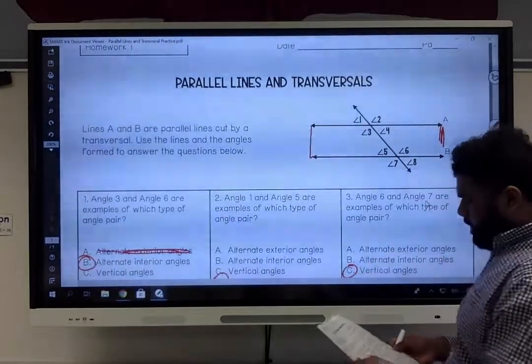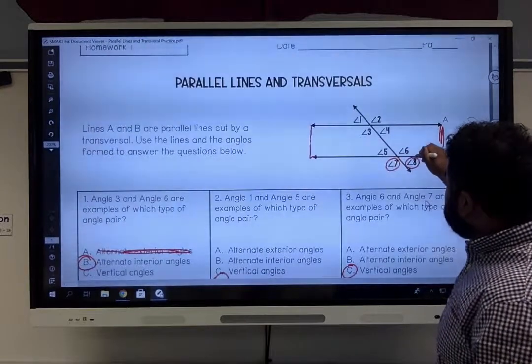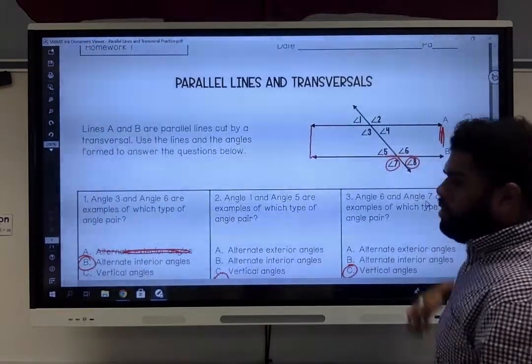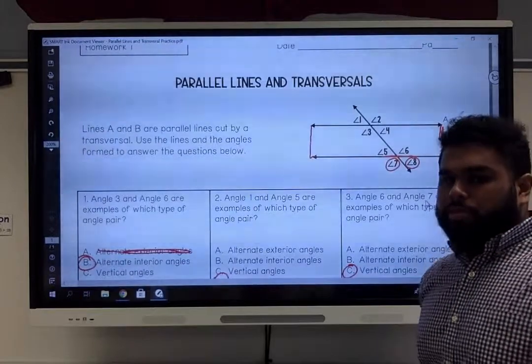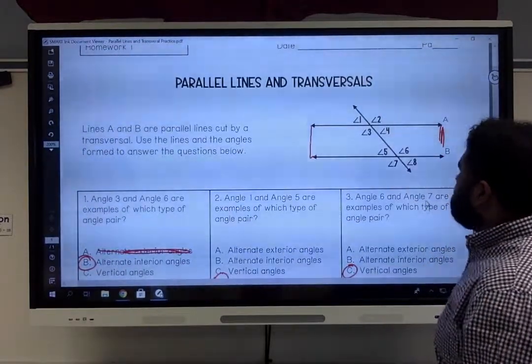So the first answer choice is 7 and 8. Well, angle 7 and angle 8 make that straight line right there, don't they? So again, a straight line is supplementary. It is 180. So this cannot be correct.